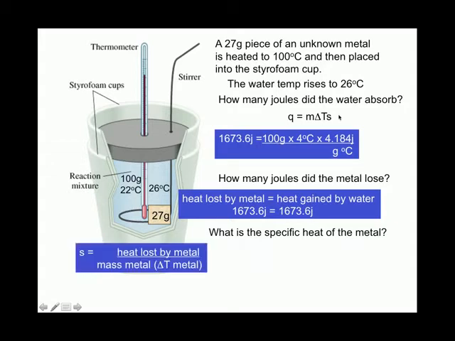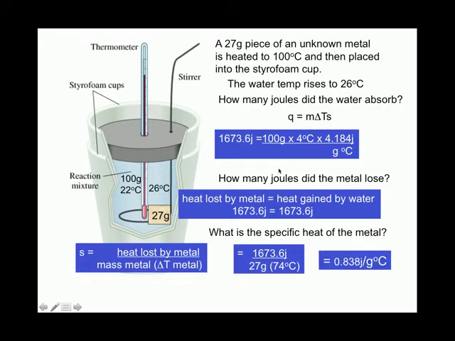Here's my formula then. I plug in my values. Now I want you to note 74 degrees was my change in temperature of the metal. It went from 100 degrees down to 26 degrees. It's very common for a student to plug in the same temperature change that the water underwent for the temperature change of the metal and thus get the wrong answer. Now I solve it mathematically. Here's my answer. Notice that none of the units change.